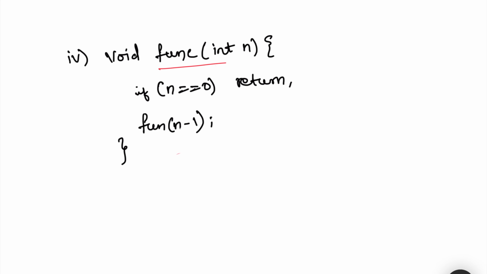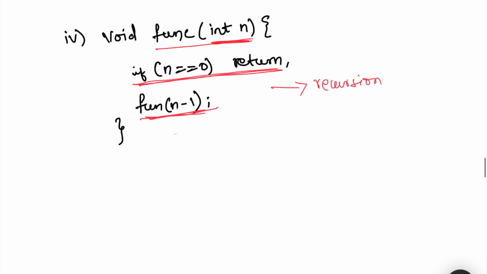So here the function is calling the same function, nothing but a recursion. So the function calls itself. But here if you see, the parameter, which takes the integer n, is getting decreased every time. And here we have the base condition: when n equals 0, we return out of that function. So let's take a simple one, n equals 3.